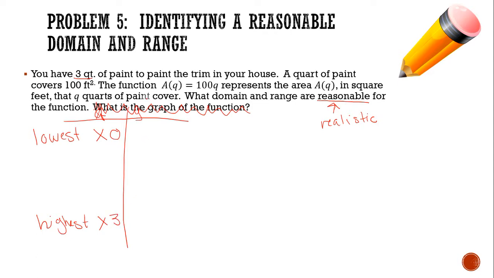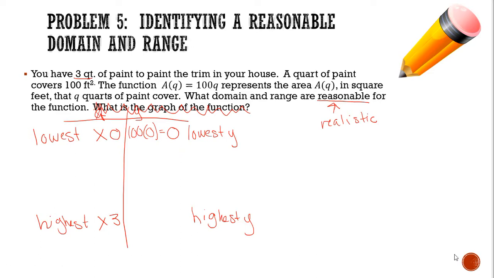Now, they say if I plug q into this equation, I'll get the area. So the area is my y. So this is going to be the lowest y value I can have, and this is going to be the highest y value I can have. Now, if I plug 0 into 100q, I'm going to get 0. I'm going to get 0 coverage of paint, which really makes sense, doesn't it?